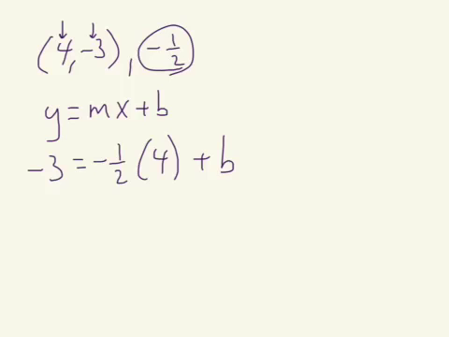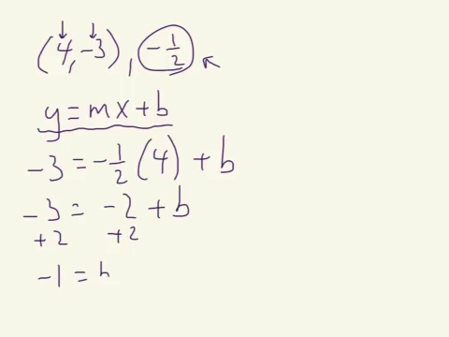And if we want to put it in y equals mx plus b, all we need is the slope and the y-intercept. We already have the slope. It was given as -1/2. So really we're on a search for the y-intercept. This is the rationale. This becomes -2. Add 2 to both sides, and you get -1 as b.